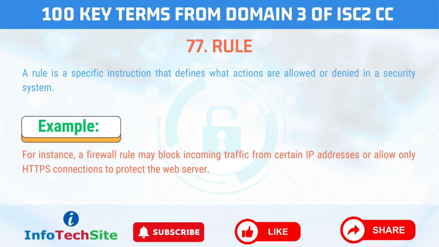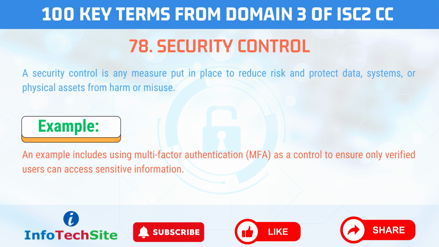77. Rule. A rule is a specific instruction that defines what actions are allowed or denied in a security system. For instance, a firewall rule may block incoming traffic from certain IP addresses or allow only HTTPS connections to protect the web server.